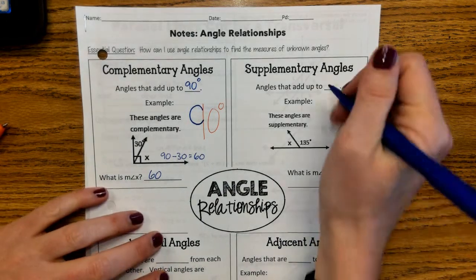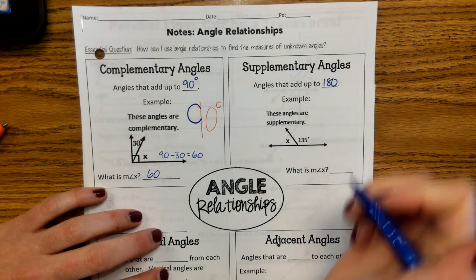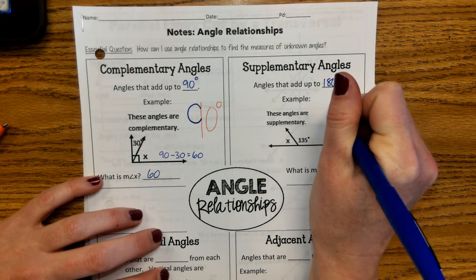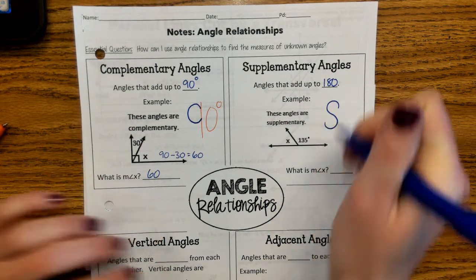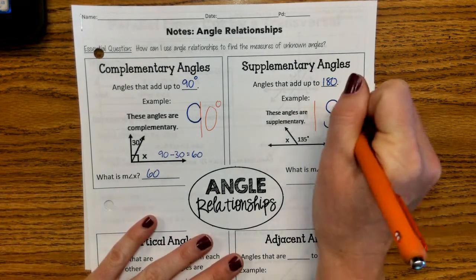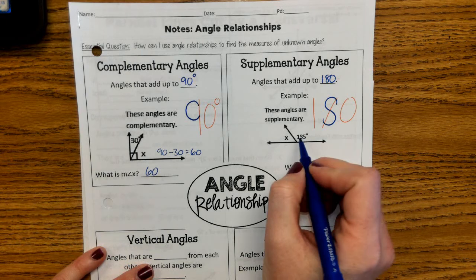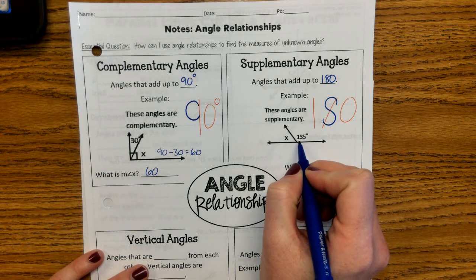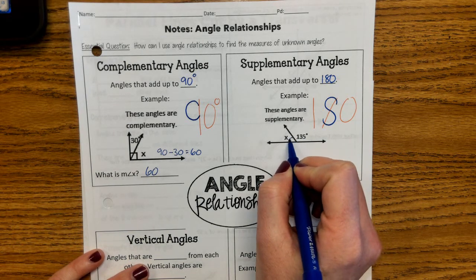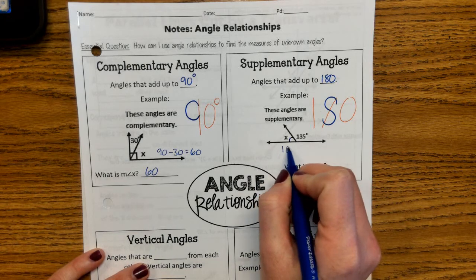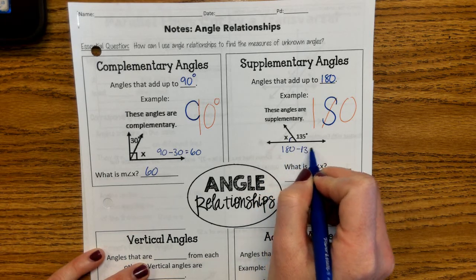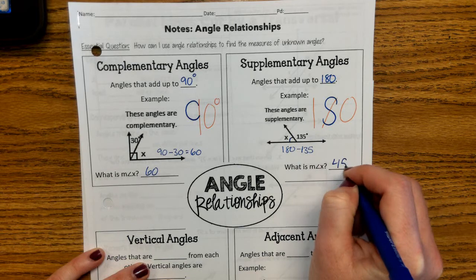Supplementary angles add up to 180. Here's your trick. S for supplementary, 180. If this angle is 135, what's this missing angle? Okay.